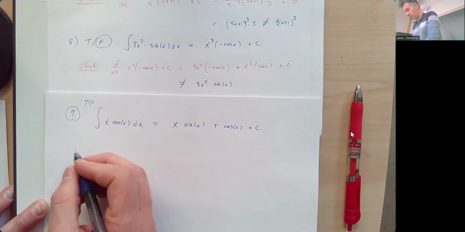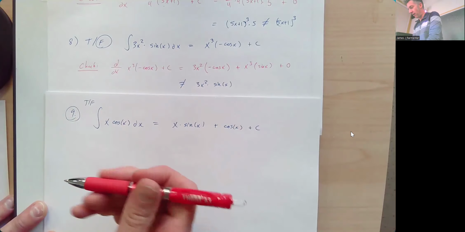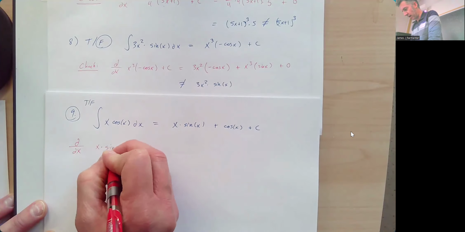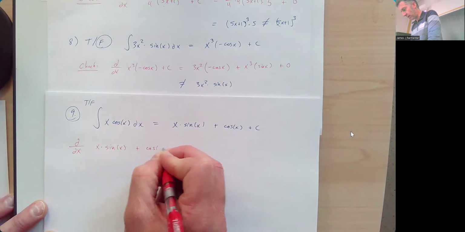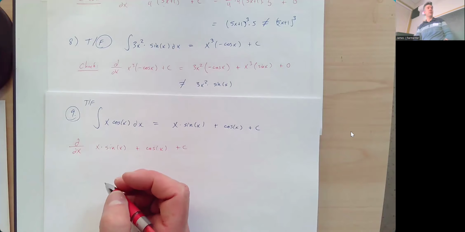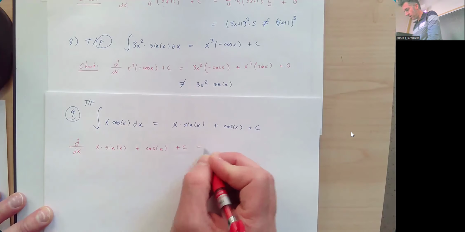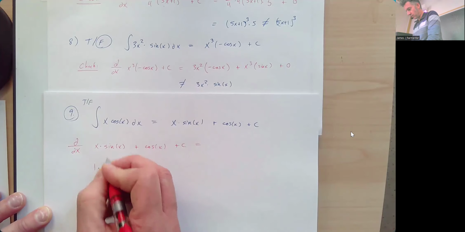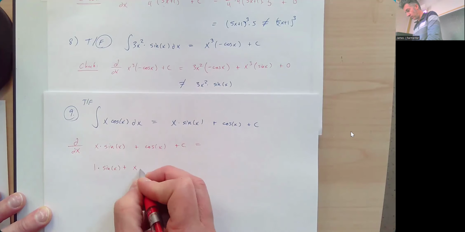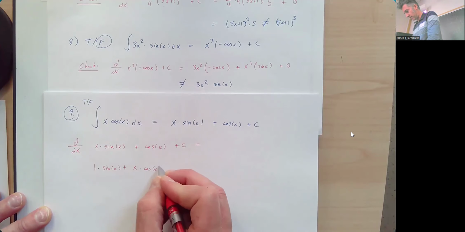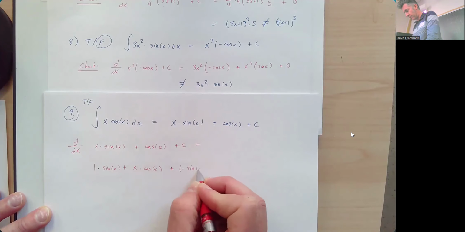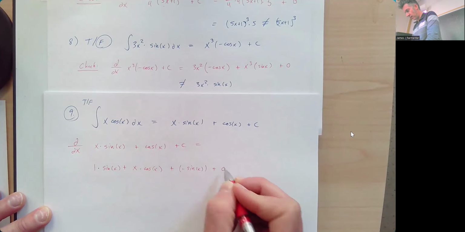So let's do the same thing. We're going to check by taking the derivative of the right-hand side. So the derivative of x times sine x plus cosine of x plus c. For x times sine of x, we also have to use the product rule. So we're going to get the derivative of x is 1, leave the sine alone, plus, leave the x alone, the derivative of sine of x is cosine of x. And then the derivative of cosine of x is negative sine of x, plus the derivative of c is 0.